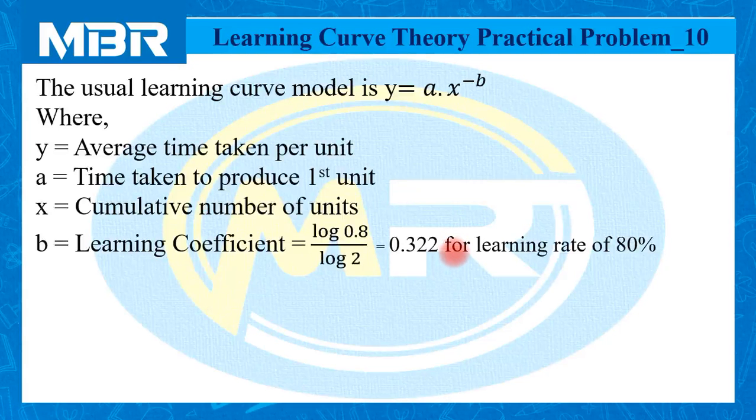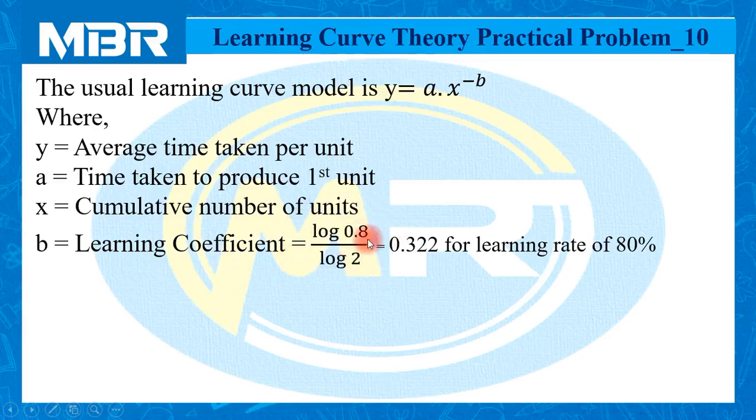On your screen, information related to the basic variables of the learning curve equation is given. The usual learning curve model is y is equal to a multiplied by x raised to minus b, where y is the average time taken per unit, a is the time taken to produce the first unit, x is the cumulative number of units, or the total number of units produced, and b is the learning coefficient. The formulation of the learning coefficient is given over here.